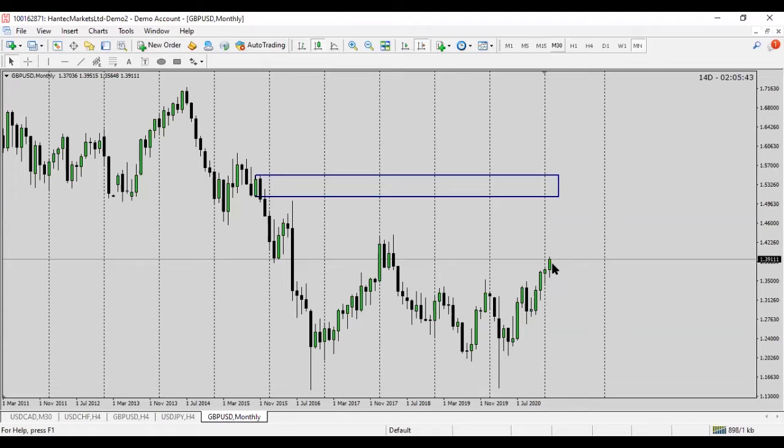Now, if you want to have a view of what happened within the whole year, there are two time frames you can come to, the monthly time frame and the weekly time frame. When you come to the monthly time frame, from one black vertical line to the other represents 1 year's price action. It's the same on the weekly time frame. On the weekly time frame too, from one vertical line to the other represents 1 year's price action.